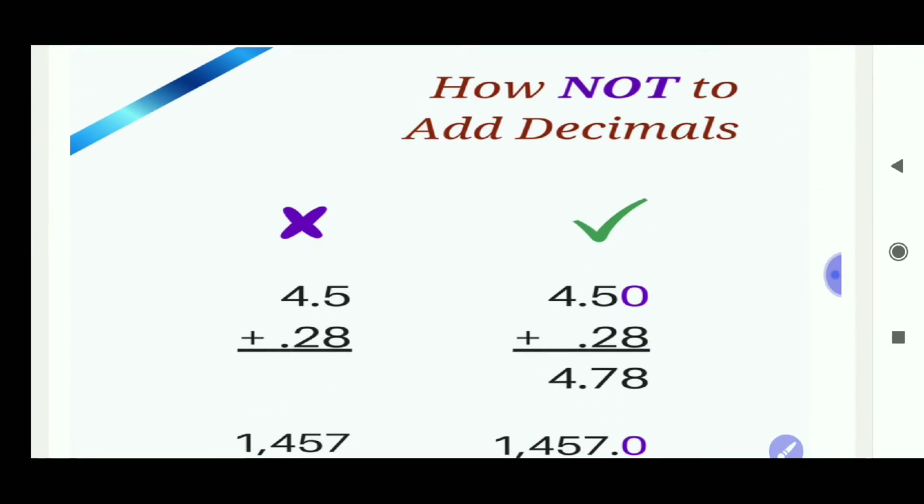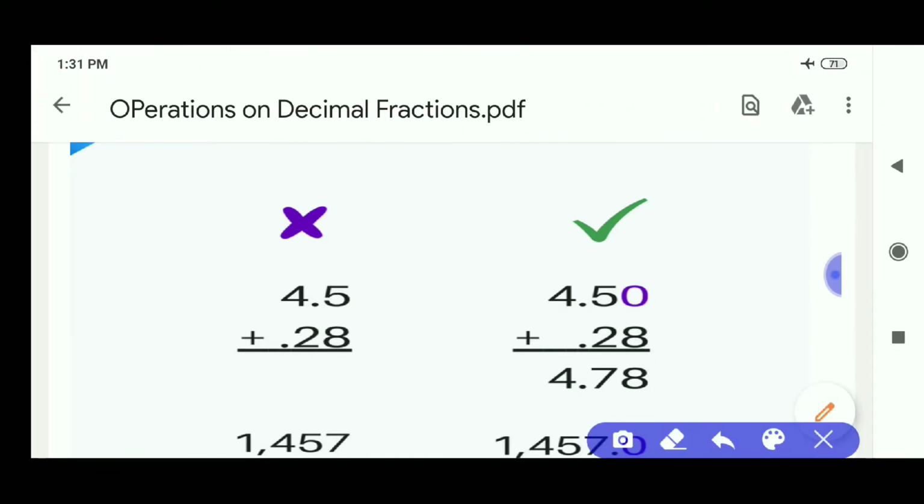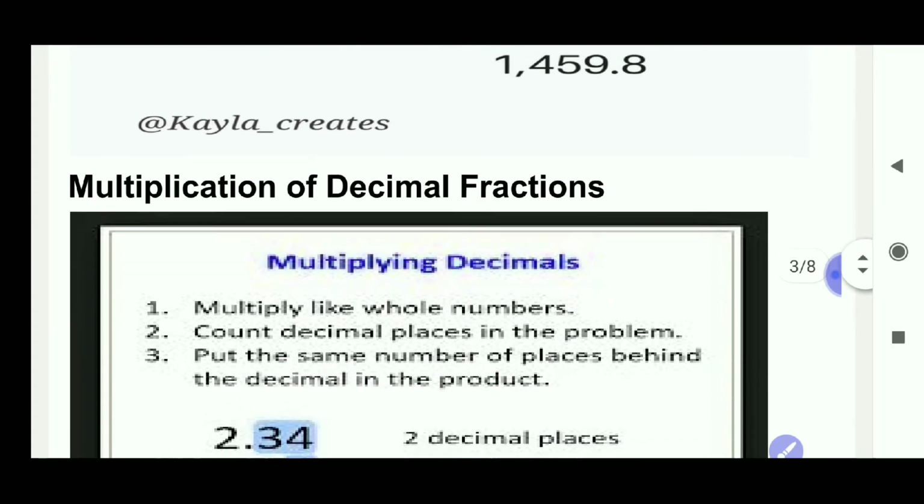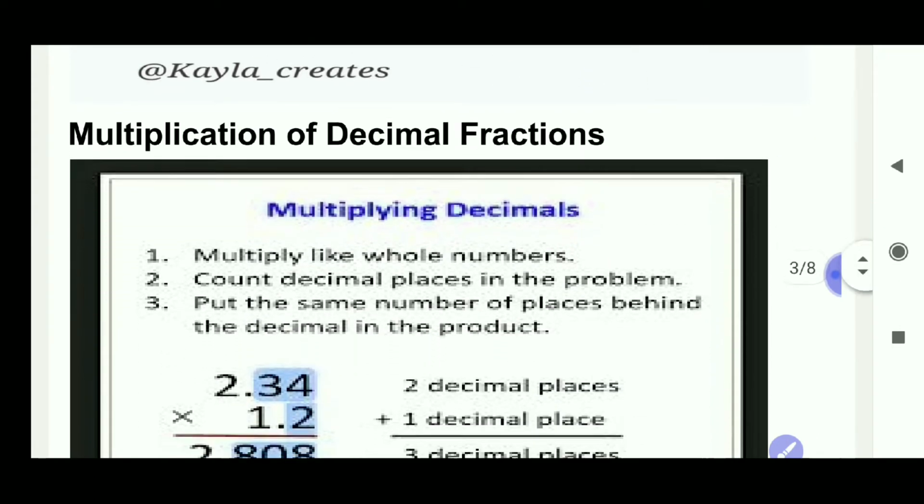Now observe this. How not to add decimals? Look here. Here decimal points are not in the same line. So we should not do like this. We can do like this. One more example. Observe here. The same thing.